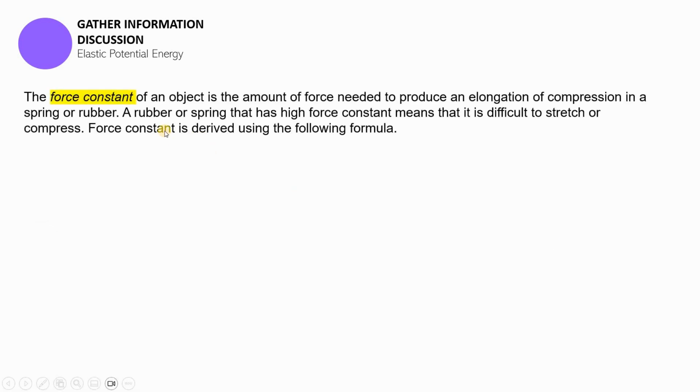Okay? Alright. The force constant of an object, in this case of an elastic object, is the amount of force needed to produce an elongation or compression in a spring or rubber. You call that the force constant. It's the amount of force that you need to bend, or actually not bend, to elongate it. That's the force constant.